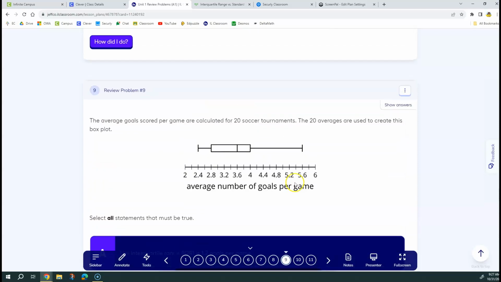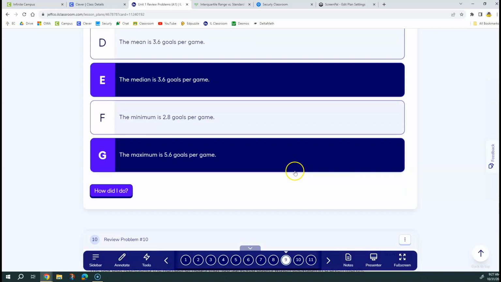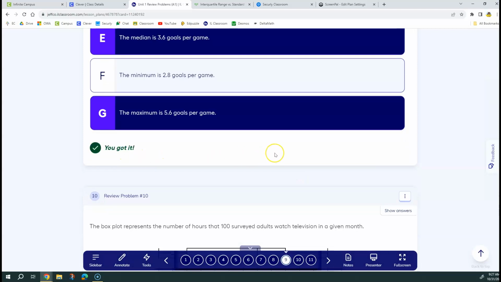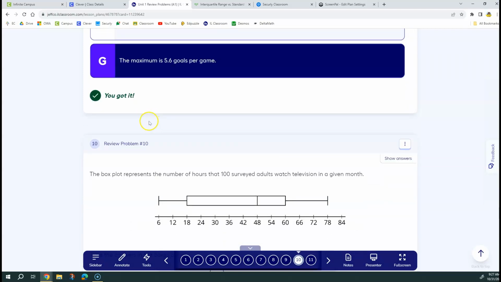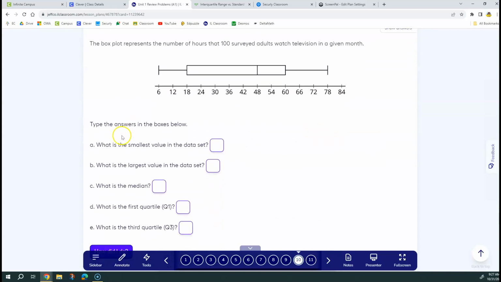And there we have those 3 problems. And we're good. Taking a look at review problem 10. Review problem 10. So this box plot represents the number of hours that 100 surveyed adults watch television in a given month.